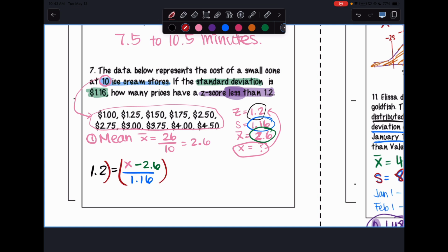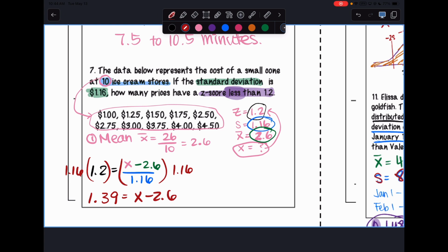Divide or multiply. Multiply both sides by 1.16. What do you get? I don't have a calculator. I need your help. So I need you to multiply that and tell me what that is. 3.139. Like that? Okay, thank you. $1.39. Yeah?